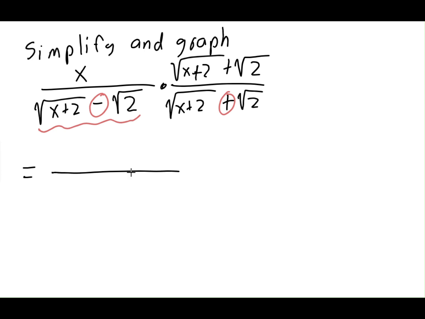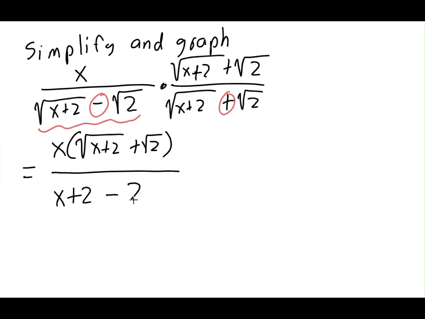On the top, we have x times the square root of x plus 2 plus root 2. There's really no reason to do anything else there. On the bottom, we need to FOIL it out. However, when you multiply something by its conjugate, you just get the first term squared minus the second term squared. So the square root of x plus 2 squared is just x plus 2, minus the second one squared, so the square root of 2 squared is 2. I didn't show it, but feel free to write out the foiling if you need to. You should get what I got here.